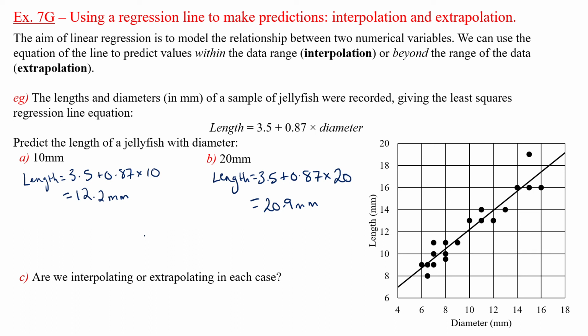Finally, are we interpolating or extrapolating in each case? Well, for the 10 millimeter one, that is within the data, okay? It's on the axis, so we are interpolating. For the 20 millimeters, that one's missing, okay? So 20 is out here somewhere. So we must be extrapolating, okay? We're looking beyond the data to make that decision or to calculate the length of this jellyfish with a diameter of 20 millimeters.